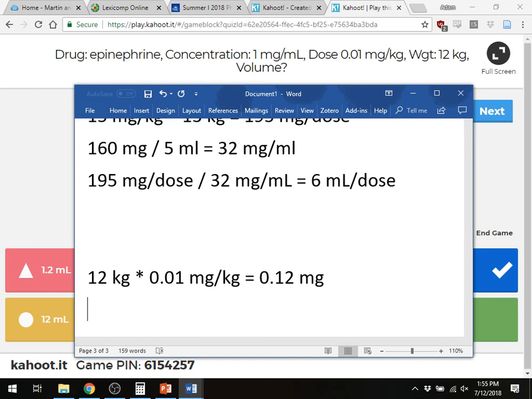But what would I do at this point? I want to figure out the volume I want to administer. So I would do 0.12 milligrams per dose, divided by 1 milligram per ml, and that equals what? Dividing by 1 is really easy, because guess what? It stays exactly the same. So this is actually 0.12 mLs per dose.